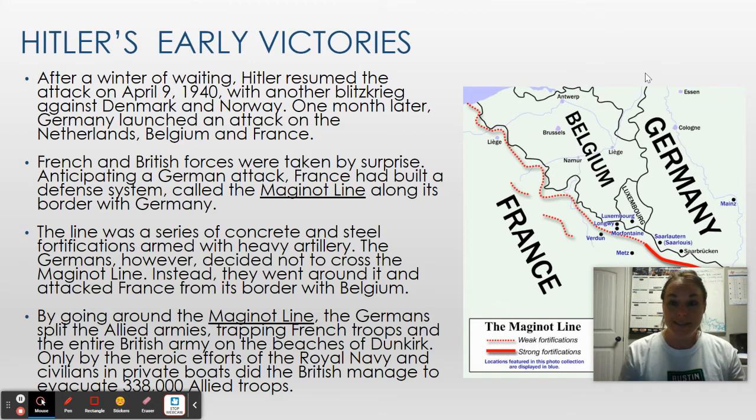But just like in World War I, the Germans are going to attack coming in through Belgium because they have weaker fortifications along the Belgium-French borders. So the French didn't really quite learn their lesson there. When the German army does this, it splits the Allied forces in half because so many of them are concentrated along the Maginot Line.